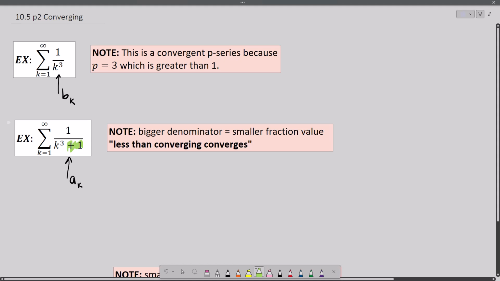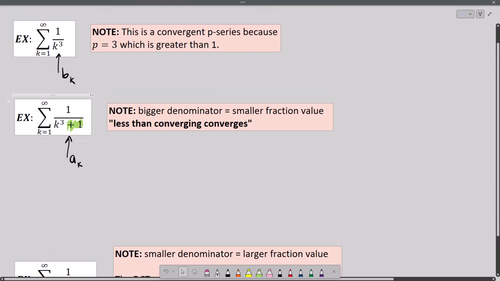Defining what insignificant means is kind of hard, but you intuitively know what I mean, right? Adding 1 is pretty insignificant in that denominator. The significant part of this denominator is the k cubed, right? That's going to infinity fast. That's just a constant. So our b sub k series converges. So what we would like to show then, we suspect that this one also converges.